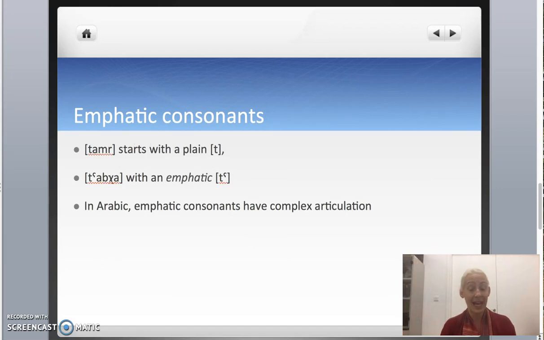The answer is that the word for date, tamr, starts with just the regular t, but the word for the meal, tabha, starts with an emphatic t. And the difference between t and emphatic t is the same as between clear l and dark l. There is one extra articulation.